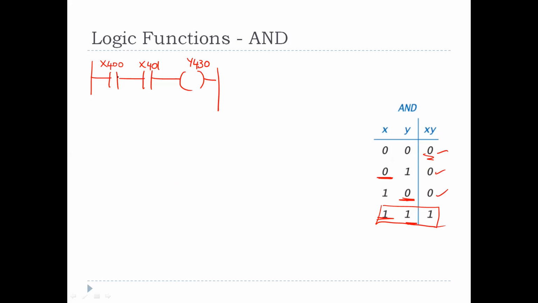So we'll see the mnemonic for this. The rung is starting with a normally open contact, so it is LD X400, and a normally open contact is connected in series. Therefore, it is AND X401, and finally it is the output. So OUT Y430 and then END.